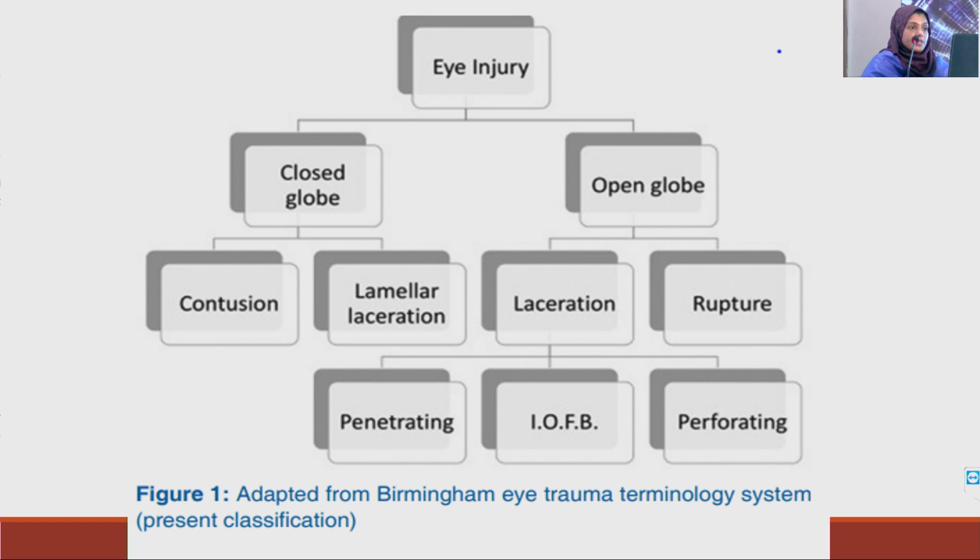In this classification system, mechanical eye injuries are classified into closed globe injuries and open globe injuries. Closed globe injuries are again classified into contusion and lamellar laceration. In contusion, there won't be any eye wall injury, but there will be structural damage inside. In lamellar laceration, there will be a partial thickness eye wall injury. Open globe injuries are again classified into laceration and rupture. Rupture means a full thickness eye wall injury because of a blunt trauma. Laceration is again classified into penetrating injury, in which there will be a single wound, intraocular foreign body, and perforating injury. Perforating injury means there will be entrance and exit wounds.